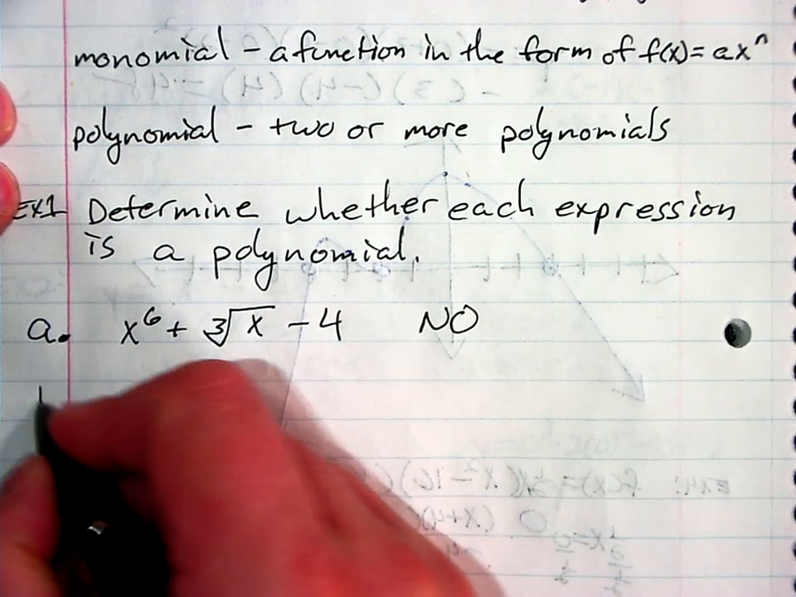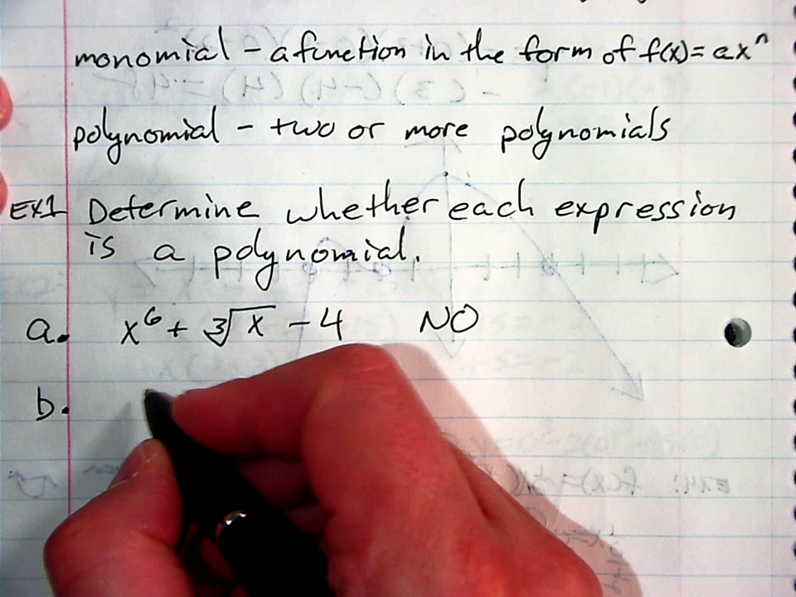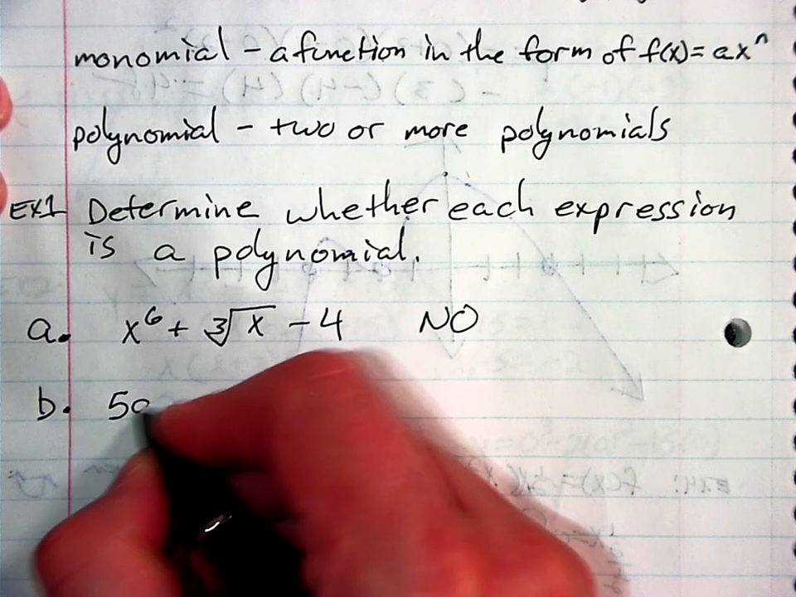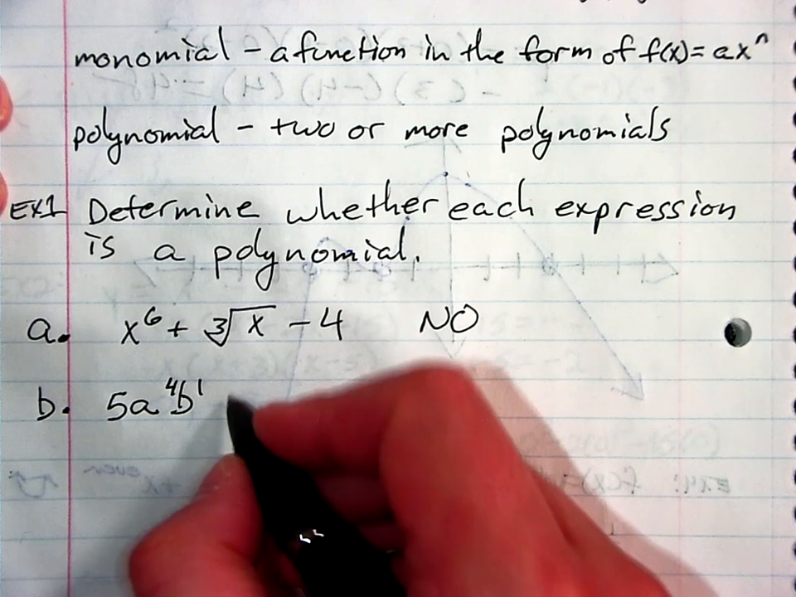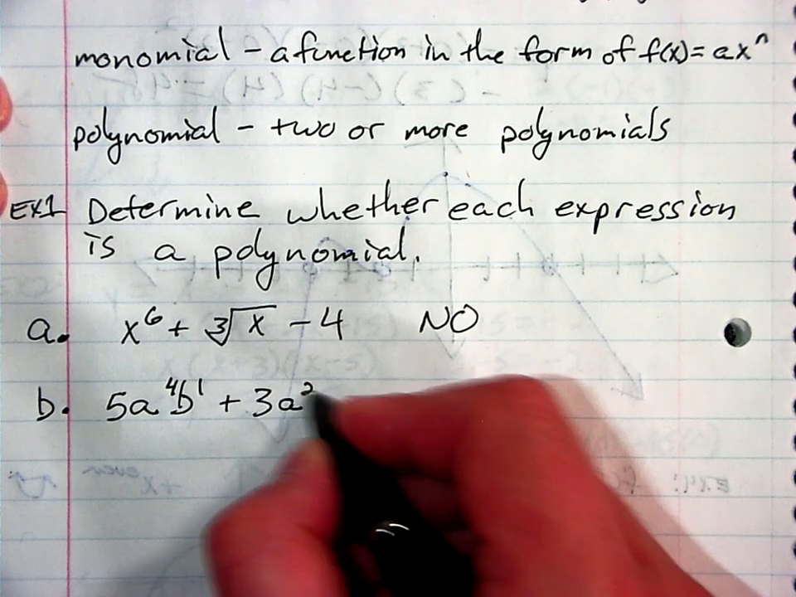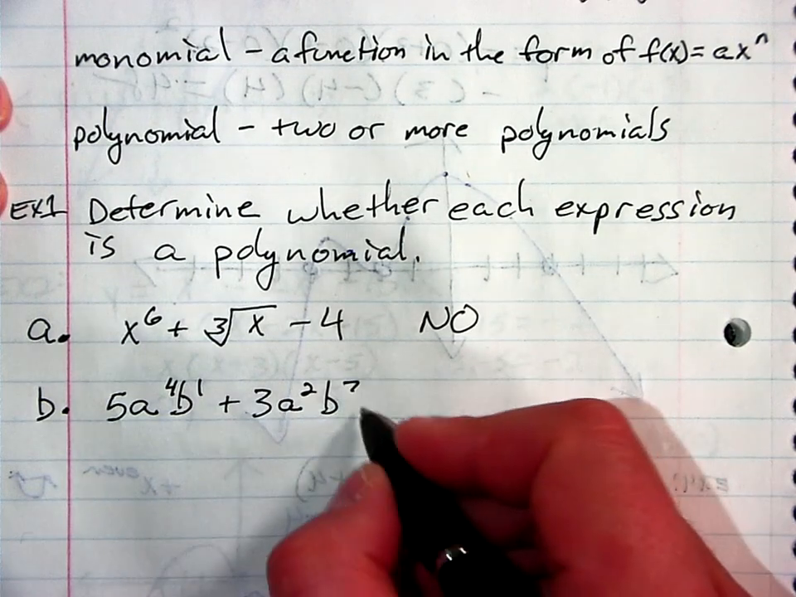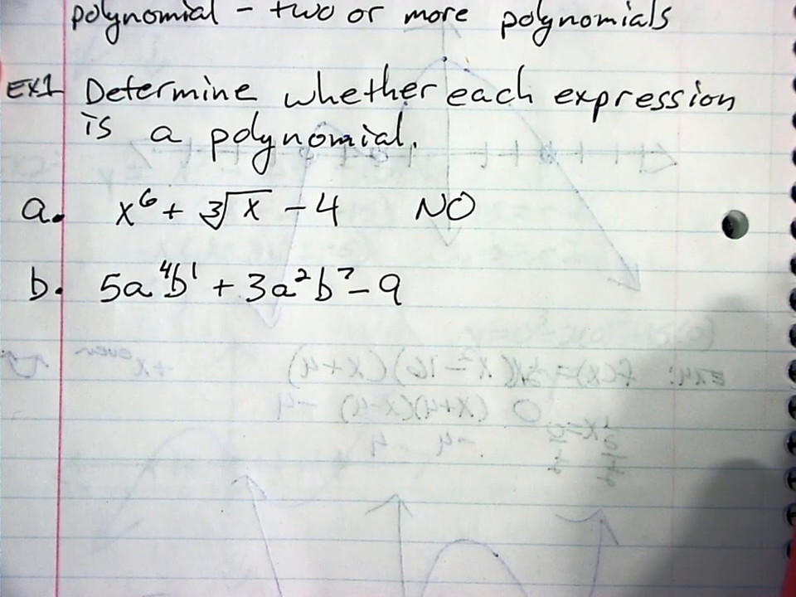Alright, B. 5a to the 4, b to the 1, plus 3a squared, b to the 7, minus 9. Yes, it is, because they're all in the form of ax.